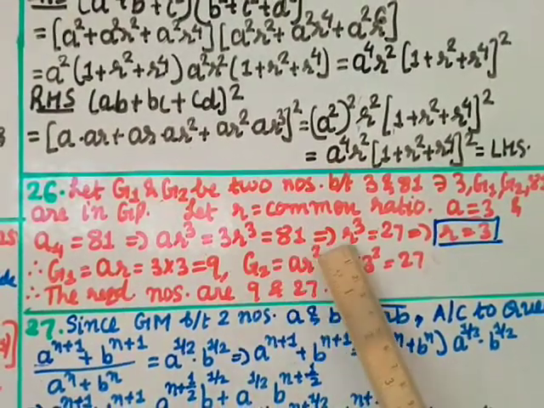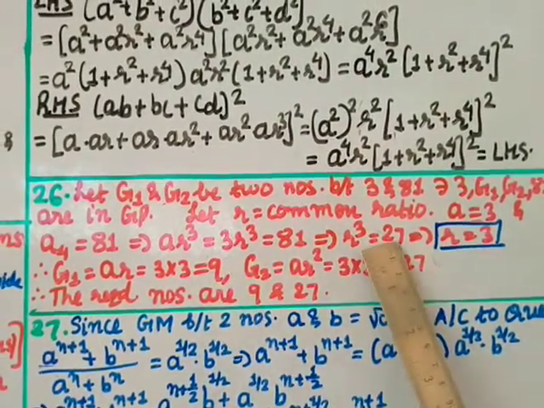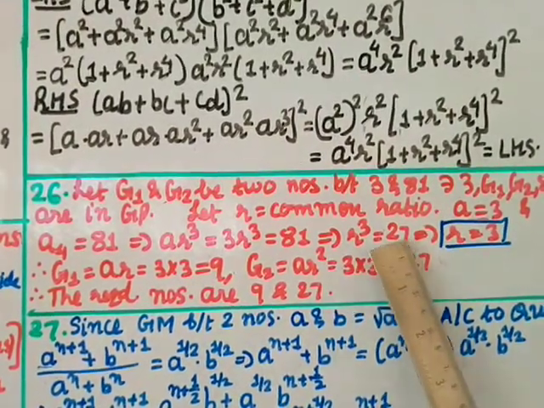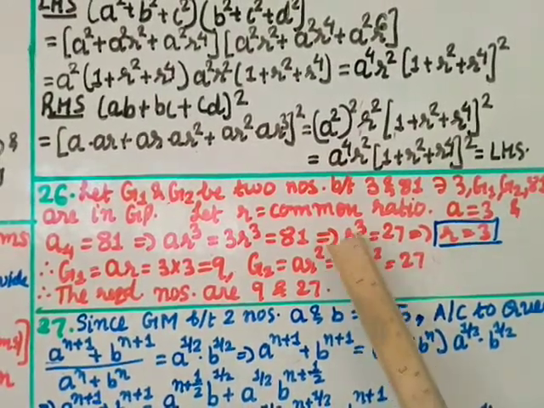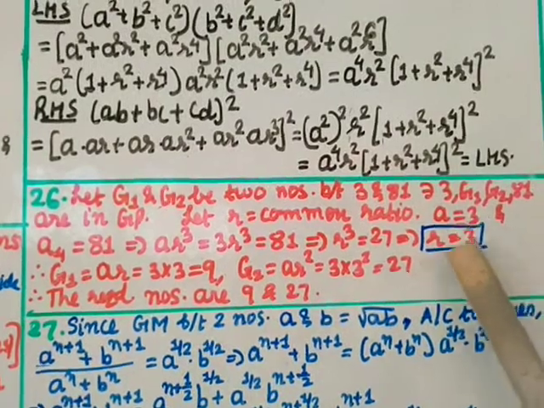Divide by 3, so you get here r³ equal to 81 by 3 is 27. 27 can be written as 3³, so r value will be 3, right? Because 3³ is 27 and here r³, so r value is 3. So a value is 3, r value is 3.